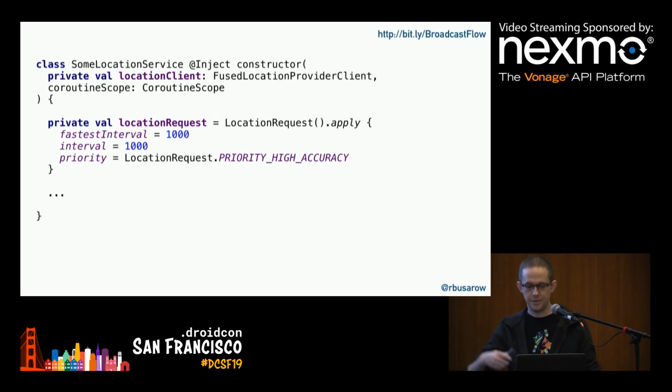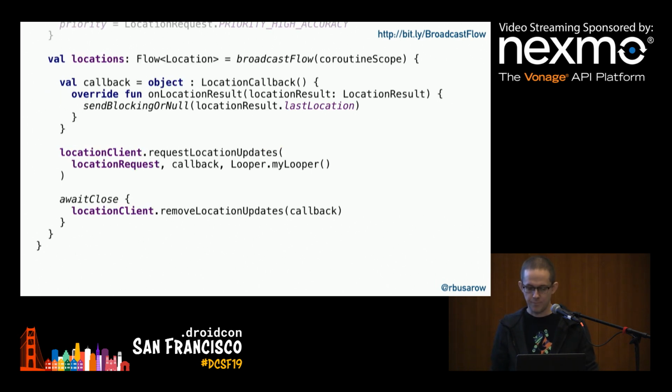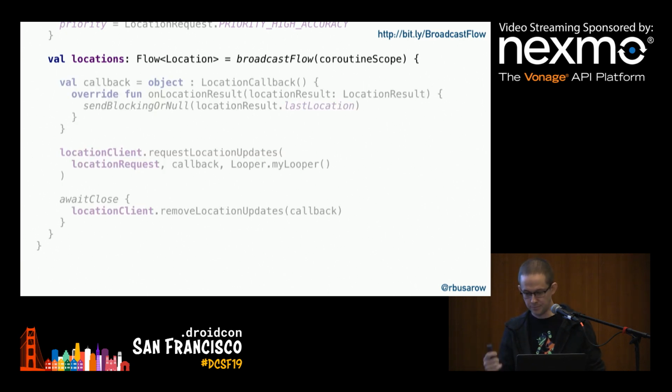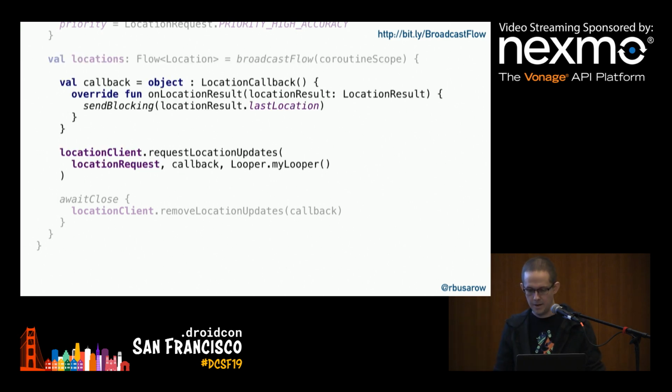So what we're going to do is have a location service, and I'm just going to have Dagger provide the location client so I don't have to think about it. And then instead of exposing a broadcast channel or a suspend function, we're actually going to have a flow as a property. Now in this flow, which is, by the way, a broadcast flow, this is not actually part of the Coroutines library. It's something which I wrote in a gist, and you can see the link to that up in the corner.